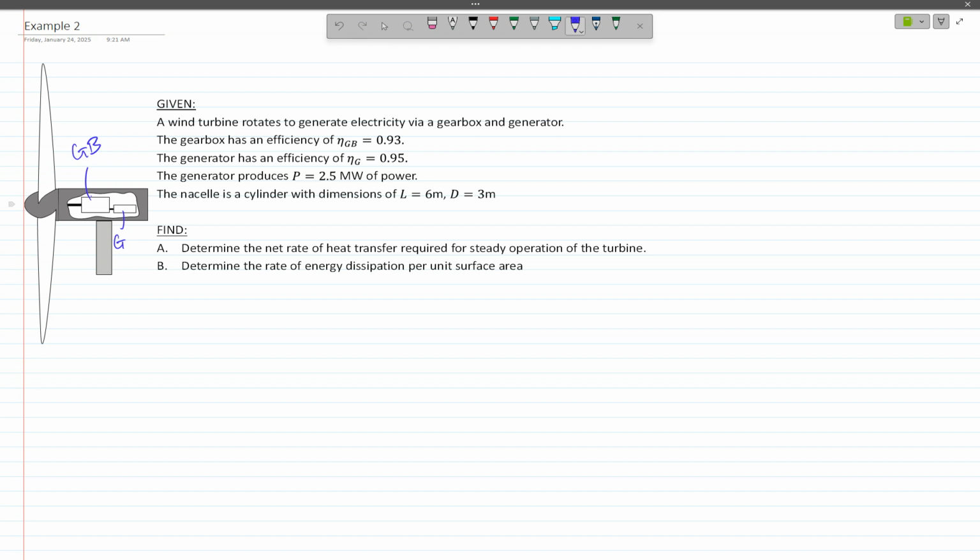And we're assuming that it's all enclosed inside of this idealized cylindrical shell, right, the nacelle, as they call it, that is 6 meters long and 3 meters in diameter. And we're asked to find how much thermal energy per unit time is actually being transferred out of this thing, right, in order to maintain steady operation. And then what is the rate of energy dissipation per unit surface area, or as we've learned to call it, the heat flux, right, through the surface of this nacelle.